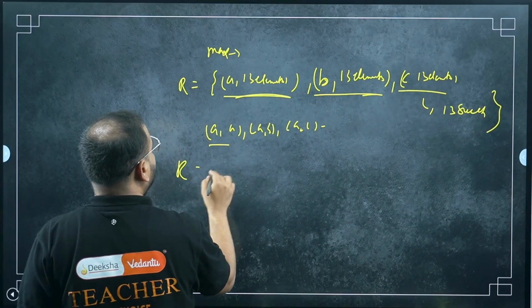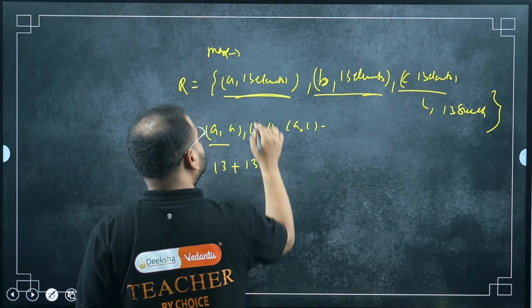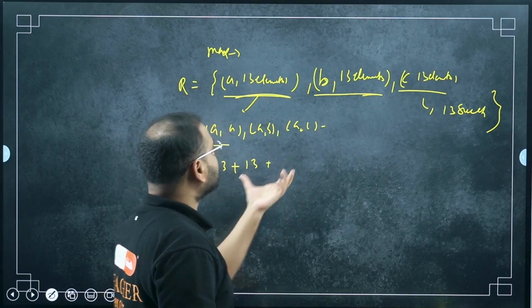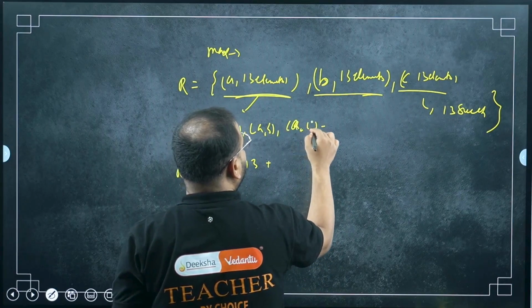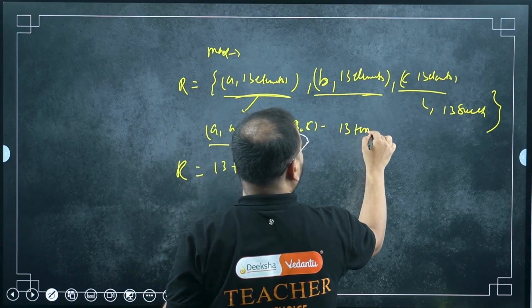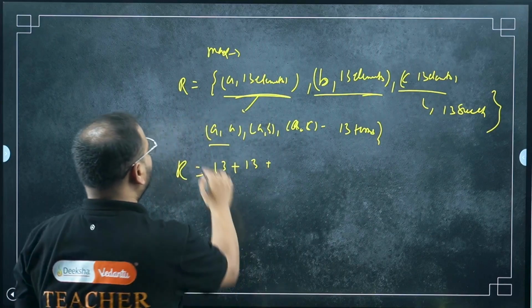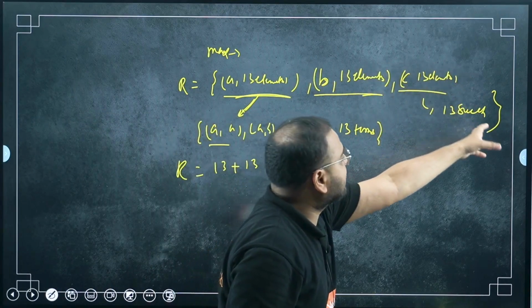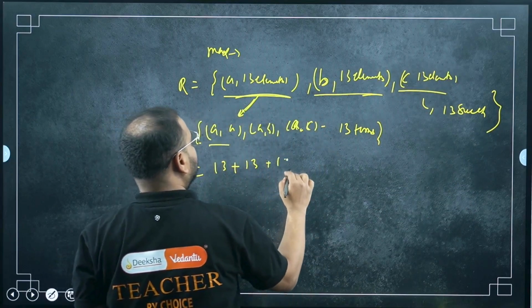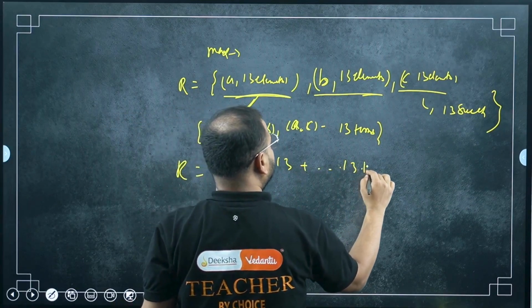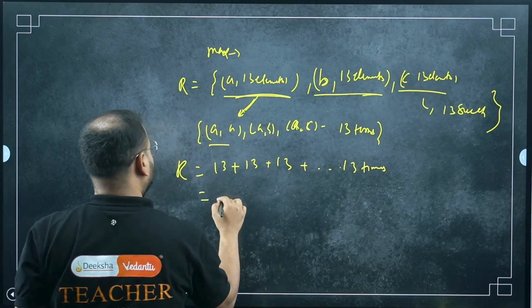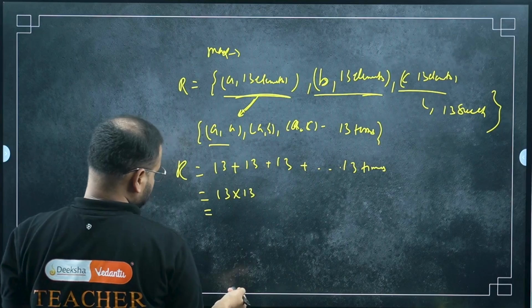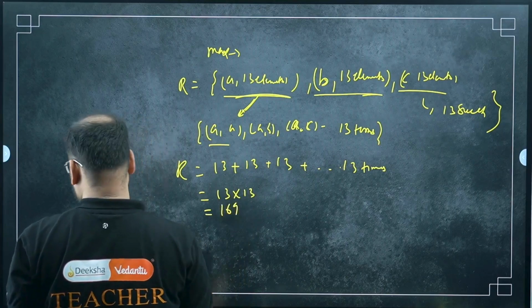I get total as 13 plus. This will be 13 elements. A with A is 1, A with B is 1, and we'll go to 13. So this is A with C, and we'll go with 13 terms over here also. Right or not? This is just for this part. Same 13 will come for this and this and this, still 13 terms. So 13 plus 13, how many times? 13 times. What do I get? 13 into 13. How much is that? 169.